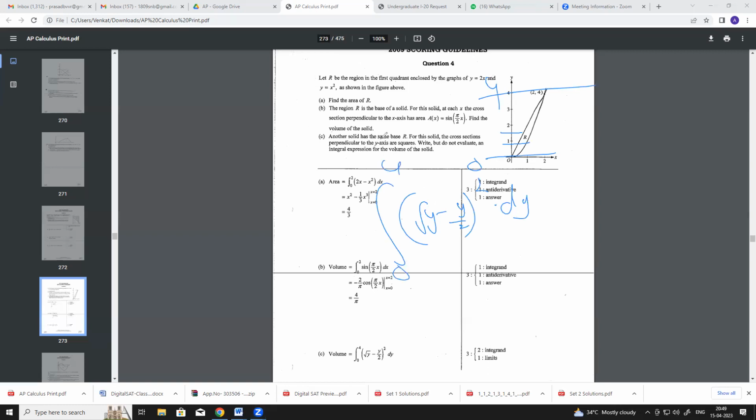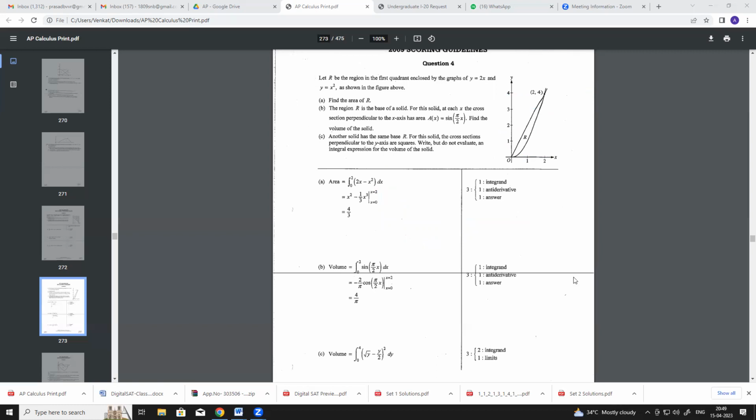Another solid has the same base R. For this solid, the cross sections perpendicular to the y-axis are squares. So upper curve minus lower curve, which will be root y minus y by 2. The area would be (root y minus y by 2) whole square. So you'll be able to do them. Okay, perfect.